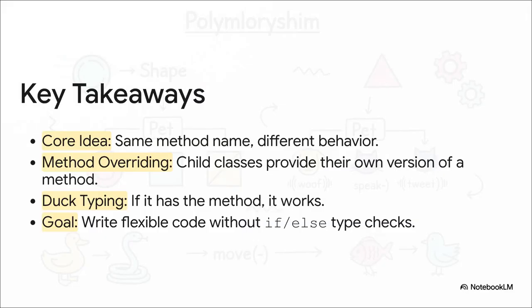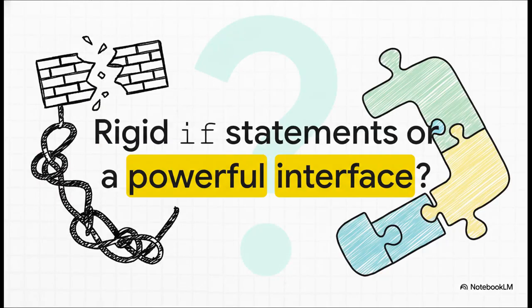So to wrap it all up, here's your polymorphism cheat sheet. Remember the core idea: same name, different behavior. The main ways to get there are method overriding, where child classes get specific, and of course, Python's superpower, duck typing. And the real-world goal here is to write code that's flexible, easy to extend, and free of that jungle of if-else checks. And that's a wrap.